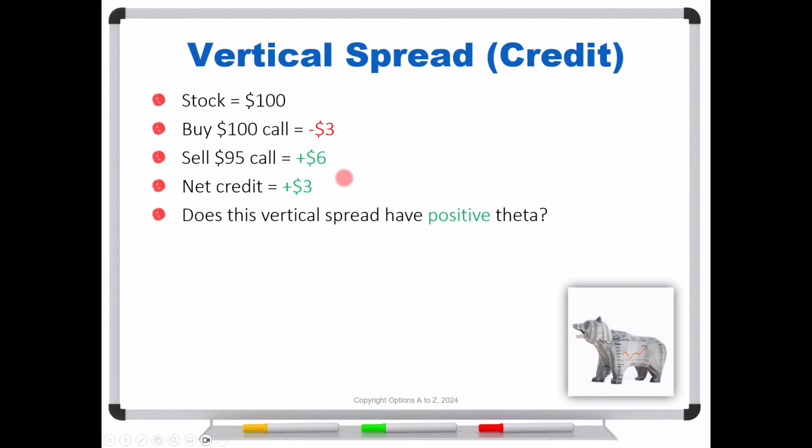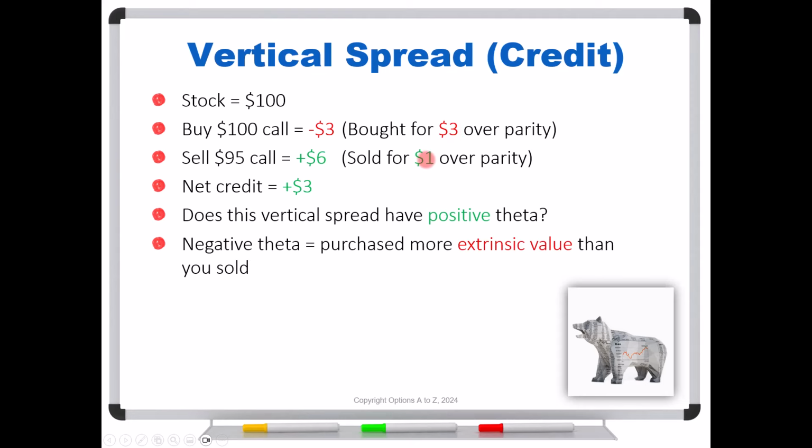Well, check premium over parity. You sold here for $1 over parity, and when you bought the $100 call, you bought it for $3 over parity. So what's your net here? The net is you have paid more extrinsic value than you received. So you must have negative theta. And again, that's because you have purchased more extrinsic value than you sold.